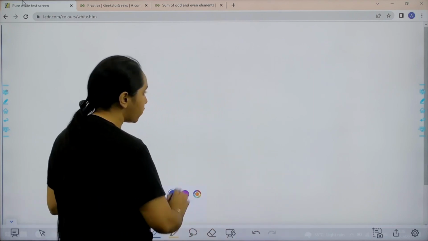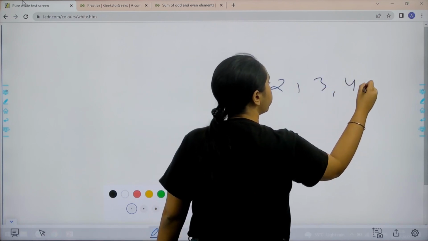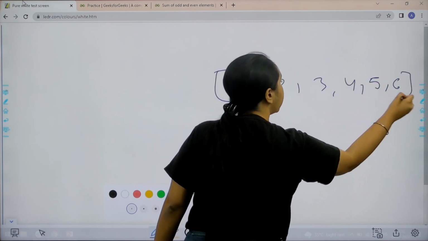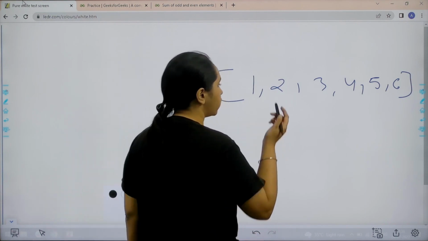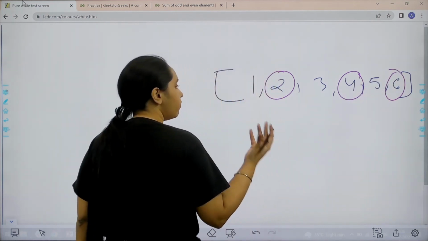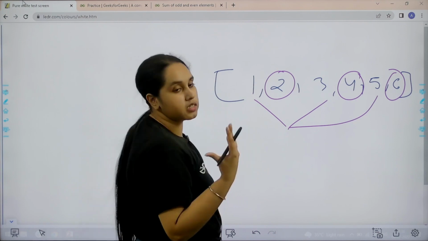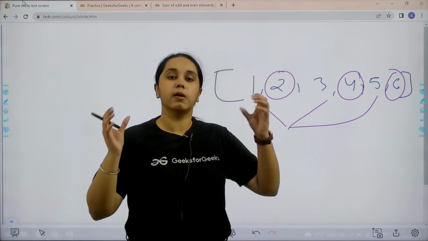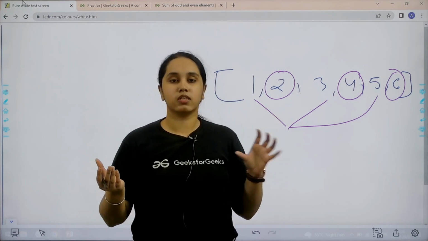Basically in this question, we are given an array, let's say 1, 2, 3, 4, 5 and 6. First of all, I need to print the sum of all the even numbers, that is 2, 4 and 6. Then we need to print the sum of all the odd numbers. So this is what we have to do in the question: print the sum of even numbers and print the sum of odd numbers. So this is the question.